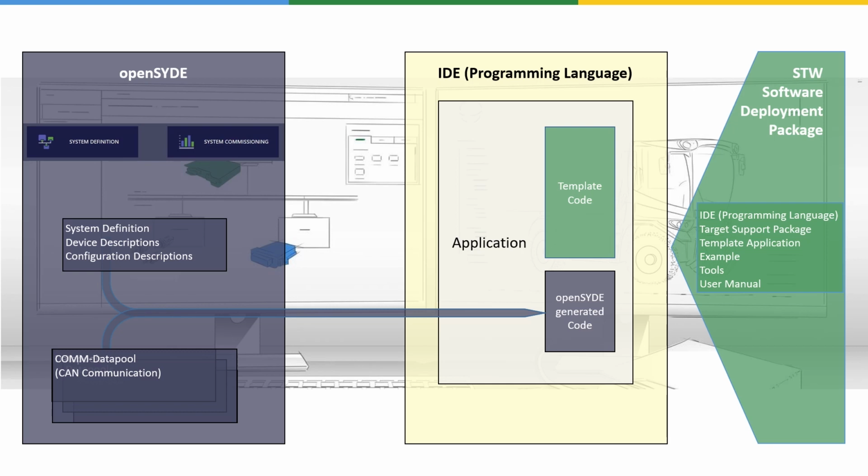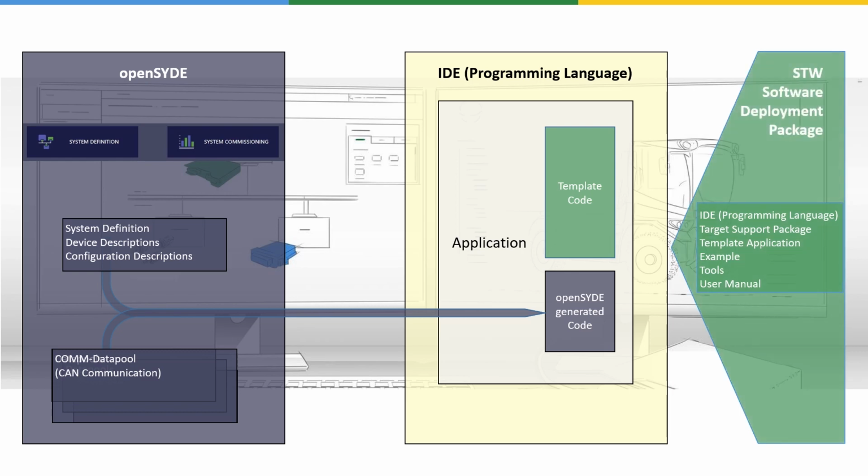For message transmission, there is the openSYDE communication stack. Through the communication stack, the content of received messages is stored in the data pool and extracted from it for the composition of messages to be sent. The communication stack is part of the software package provided in the target support package of the controllers from STW.